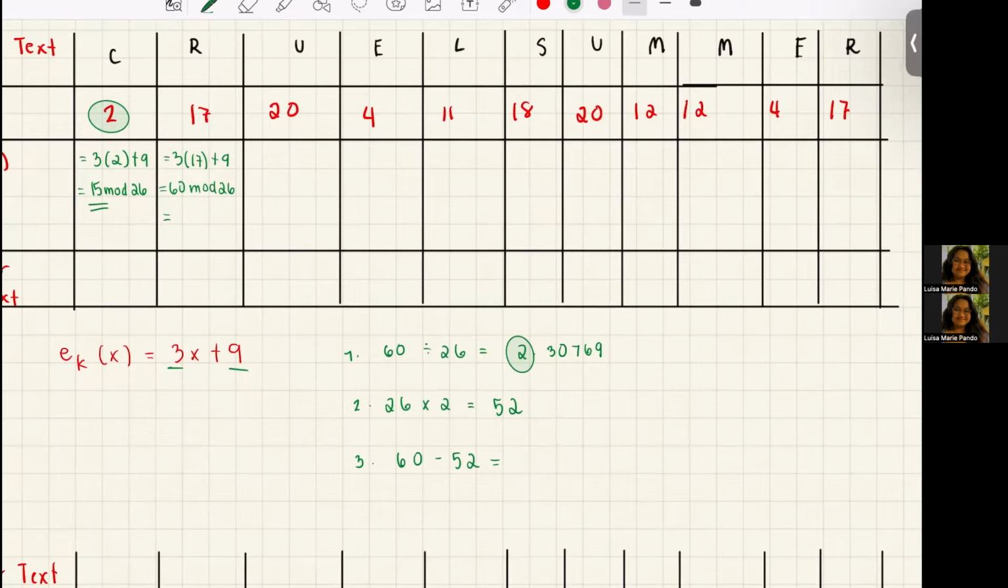So, 60 minus 52 is equals to 8. 8, pasok na yan sa ating modulo 26 or our basic alphabet. So, yan na yung gagamitin natin.